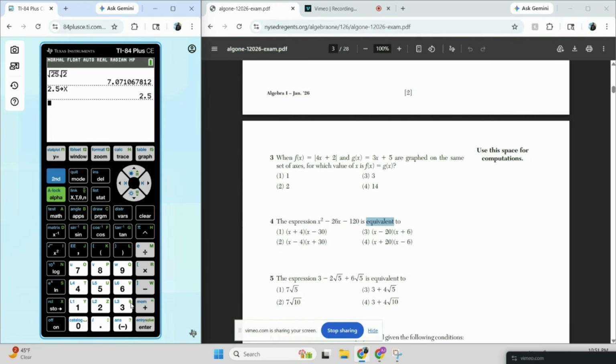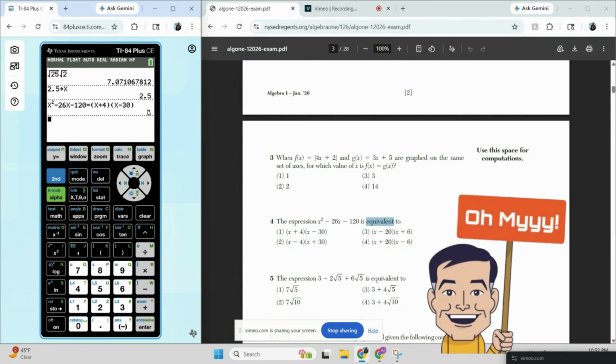Otherwise, you're fine. I'm going to type in my expression, x squared minus 26x minus 120. Now I know some of you are going to tell me I can do that and hit enter, see what that equals, and then do the same for each of them. 100% accurate. I can go second math, and these are my operators. I want to know, is this expression equal to x plus 4, x minus 30?